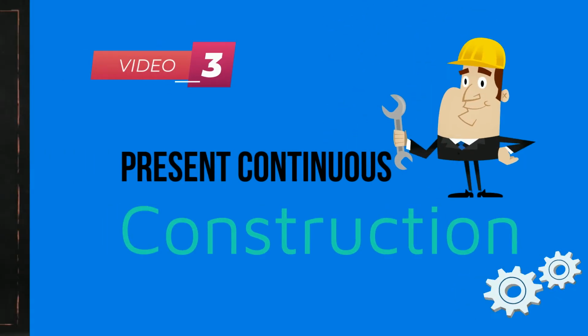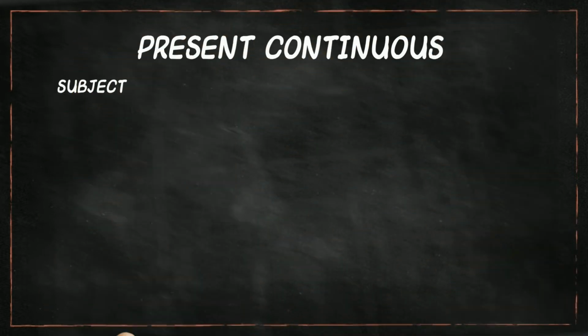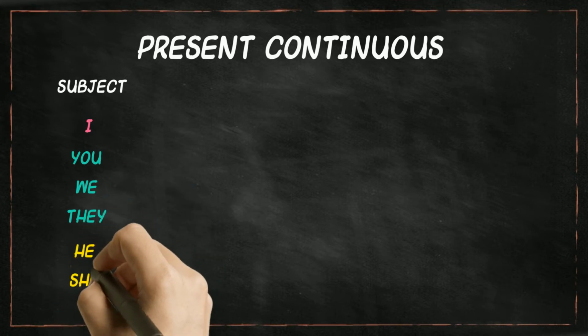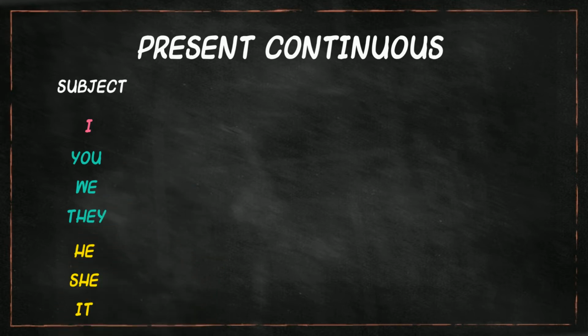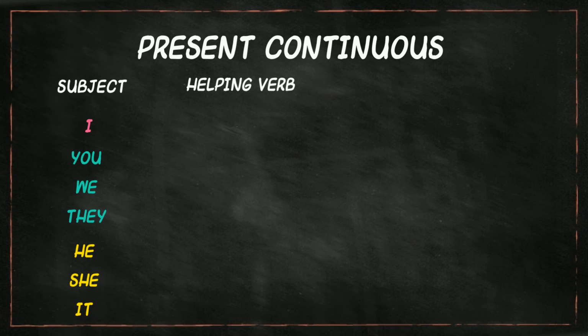Like the present simple tense, the present continuous begins with a subject: I, you, we, they, or he, she, or it. After the subject, we need a verb to help us make the present continuous tense. We call this a helping verb, or sometimes an auxiliary verb. The helping verb we use to make the present continuous is the verb to be.